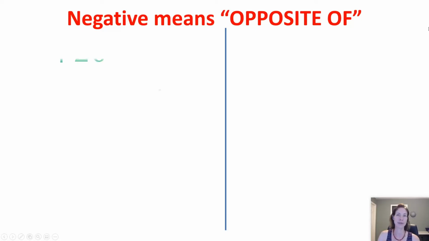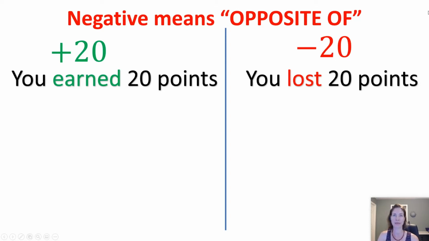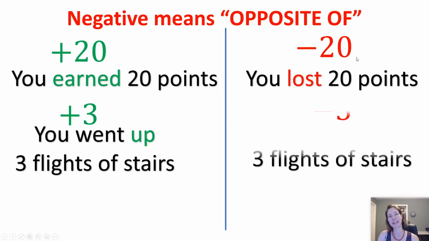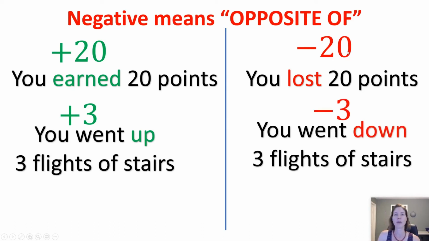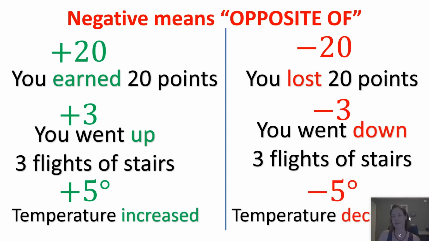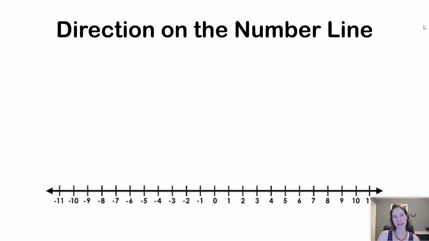Other examples would be you could earn something or lose something when it becomes negative. The opposite of up, going from a positive to a negative, is down. Or you could increase something, as in temperature, or the negative would be to decrease. Mathematically, we have up and down as direction, but we also have left and right on a number line.